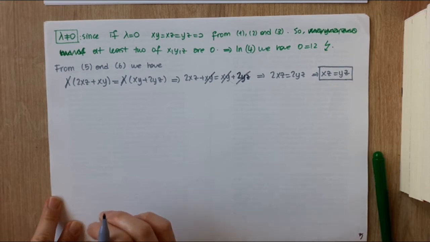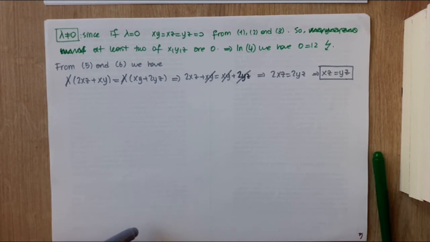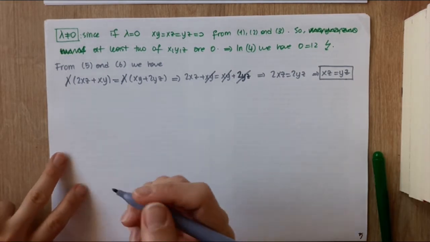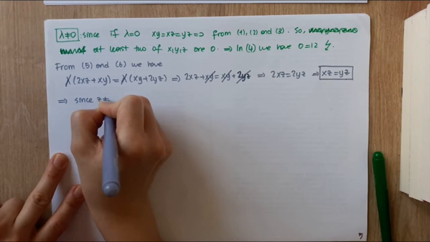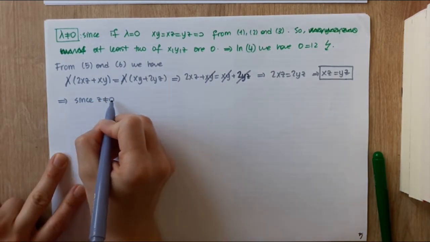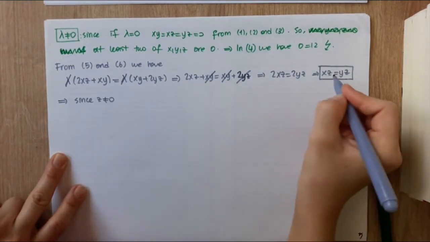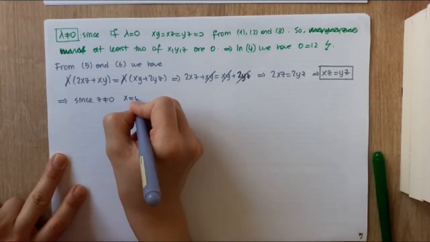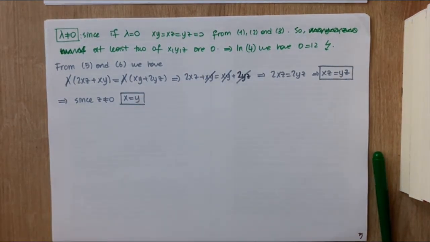But z is not 0. Why? Because if z is 0, the volume will be 0, so it is not the maximum value of the volume. And also if z is 0, we won't have a box. Then, since z cannot be equal to 0, we can cancel z. So I have x = y. Okay, from 5 and 6 we have this.